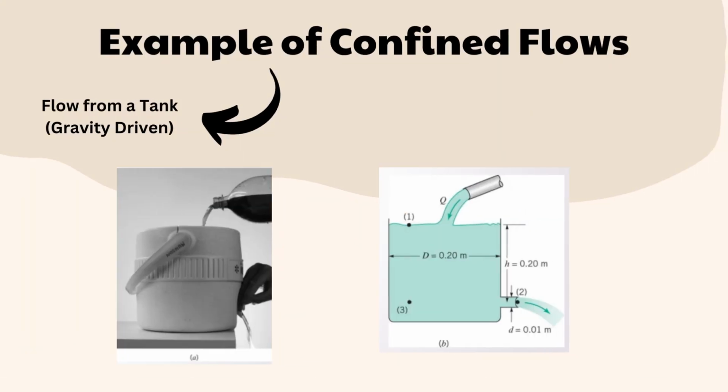Now, let's take a look at an example of confined flows. We have a flow originating from a tank driven by gravity. In this particular question, we are given the diameter of the stream of refreshing beverage as 0.01 meters and the diameter of the cooler as 0.2 meters. Our task is to determine the flow rate Q from the bottle into the cooler in order to maintain a constant depth of beverage in the cooler at H equals 0.2 meters.